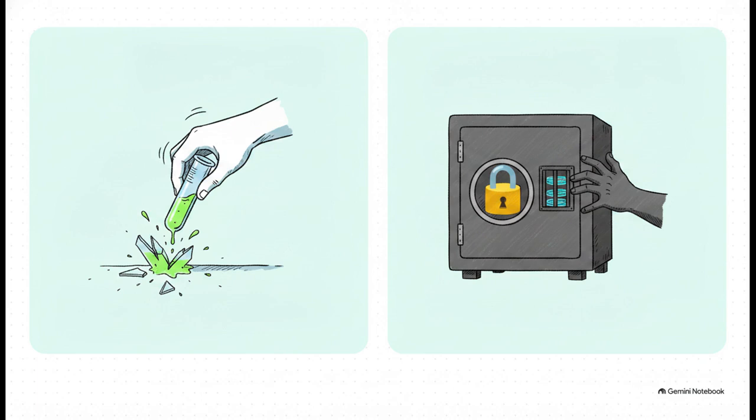Biosafety is all about preventing the accidental exposure or release of biological agents. Think dropping a test tube on the floor. Biosecurity, on the flip side, is about preventing the intentional loss, theft, misuse, or unauthorized access to those agents. So, biosafety is accidental, biosecurity is intentional.